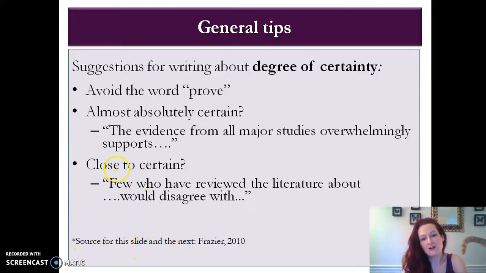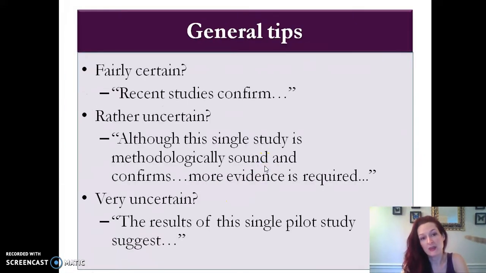Okay, so continuing on with writing about your degree of certainty for the findings that you've discovered. If you're fairly certain, you can say things like "recent studies confirm." That would be a good way of expressing that.